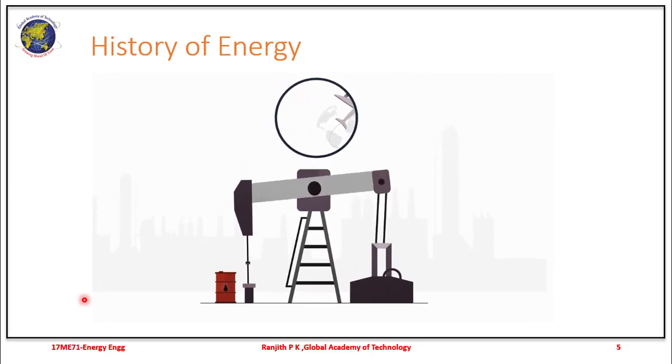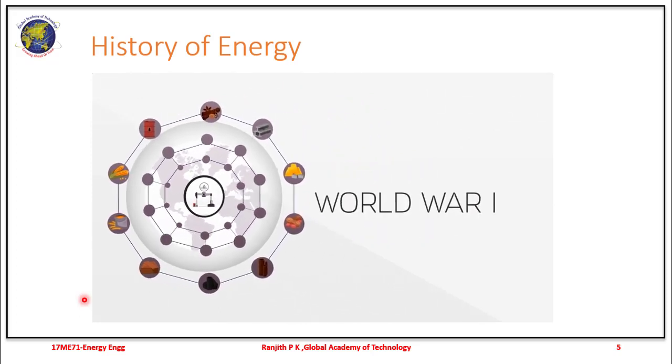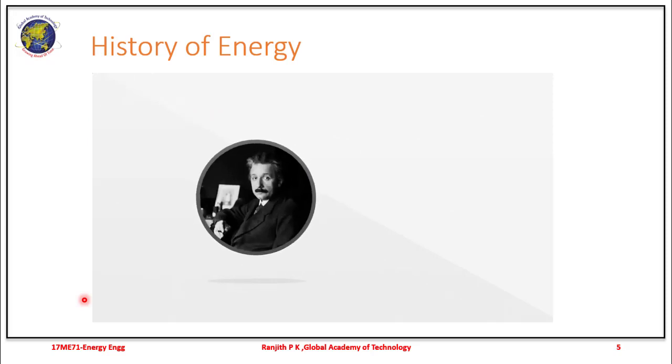Oil was later harnessed for things like plastics, asphalt, commercial aviation, and space travel. While the First World War gave rise to oil, the Second gave rise to nuclear.